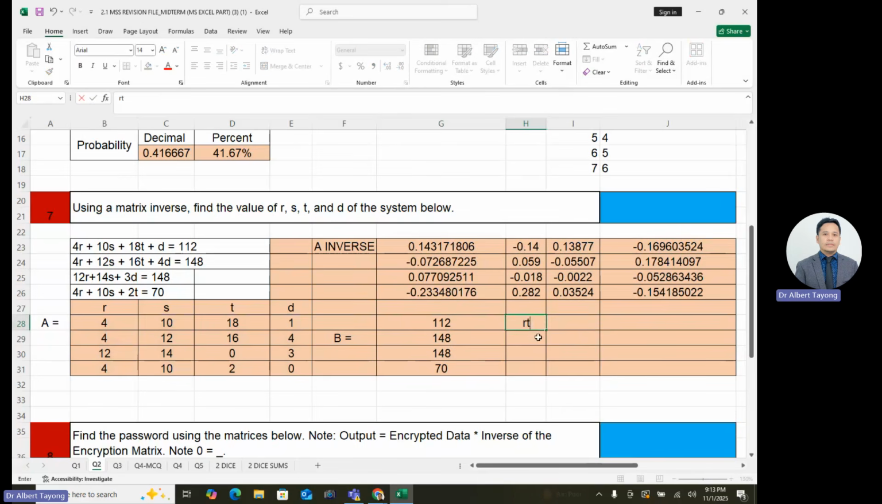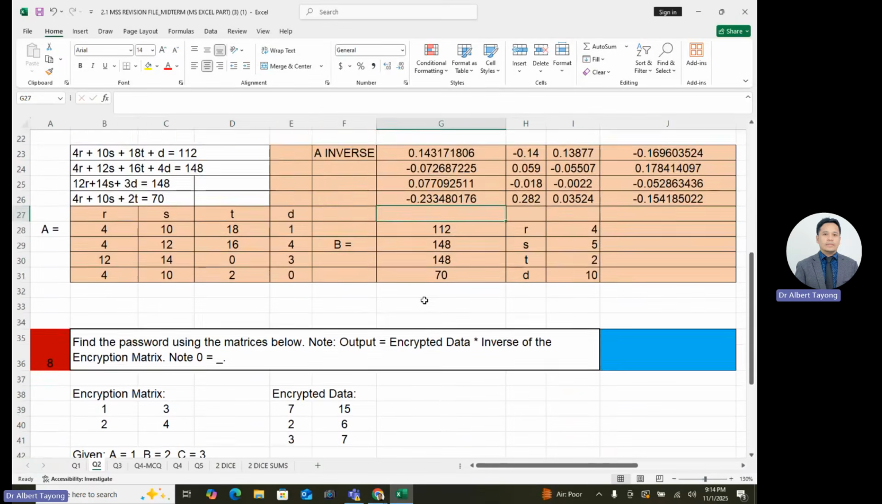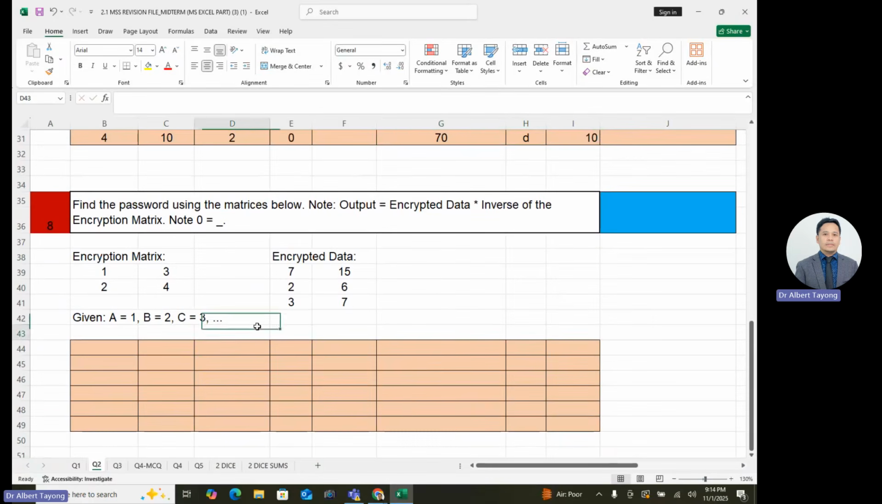Then we have our R, S, T, D. Okay, and select the cells opposite the variables equals MMULT, and double click MMULT. Select the inverse, comma, select the elements of P. Okay, so that's it. Let's have the last question here.